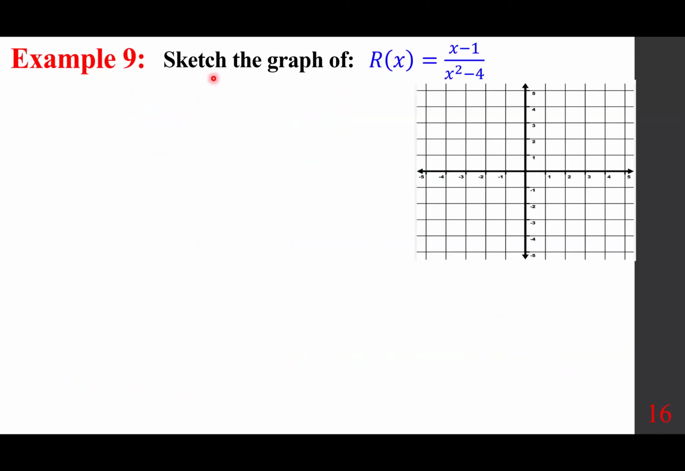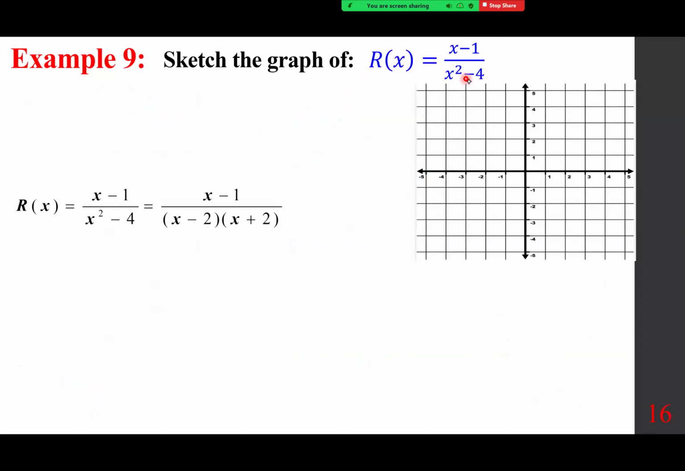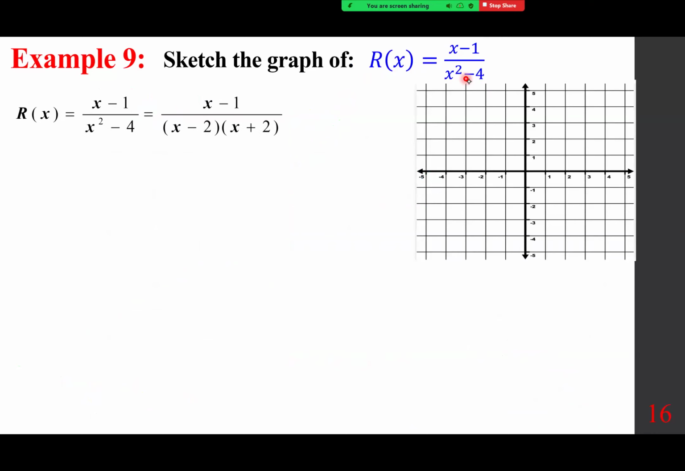How about this one? We want to sketch this graph. R of x is x minus 1 over x squared minus 4. And we are going to factor the top and the bottom. The top, there is nothing we can do. The bottom is x minus 2, x plus 2, because it makes life easier for the rest of it. As far as the domain is concerned, class, all real numbers except plus minus 2. So you would say from negative infinity to negative 2, union negative 2 to 2, union 2 to infinity.